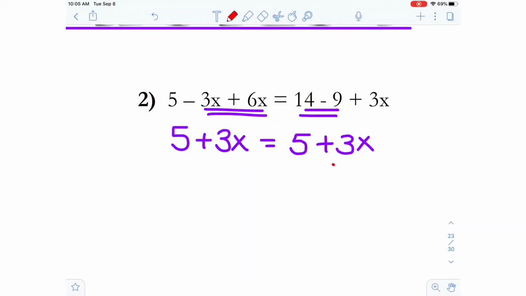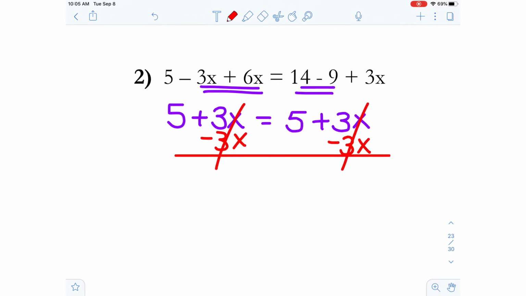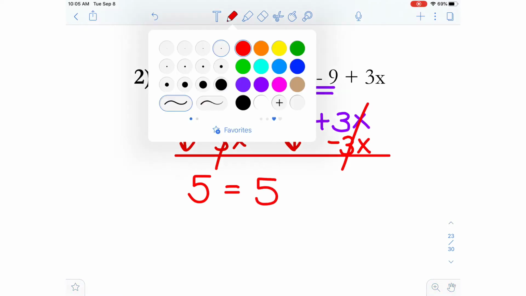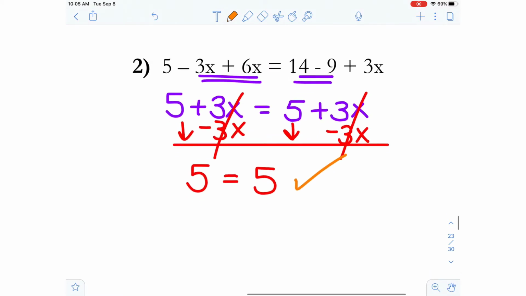So now I'm going to bring my 3x on the right, subtract it over to the left, and uh-oh, something weird happens again. So take a look. My variables drop out again, but this time I'm left with 5 equals 5. Now that's a true statement. 5 does equal 5. So in this situation, we call this infinitely many solutions, or IMS.